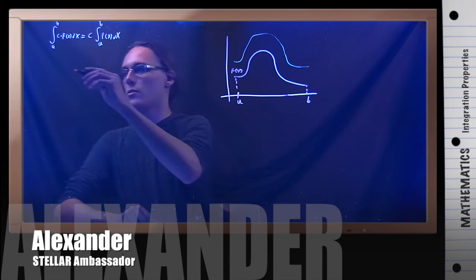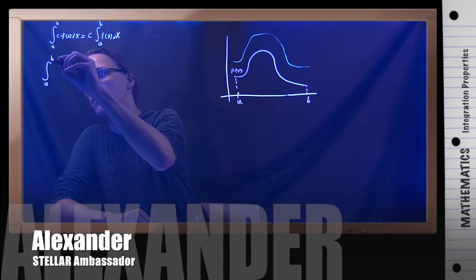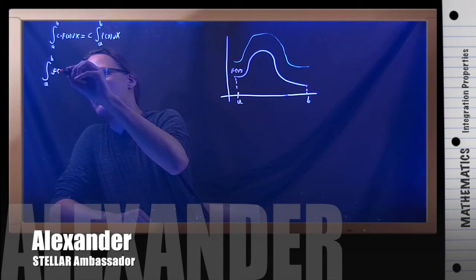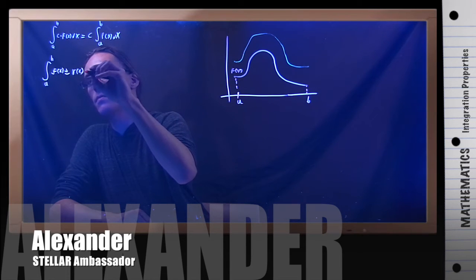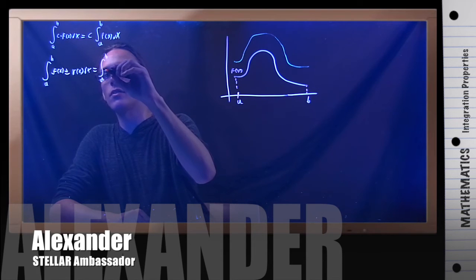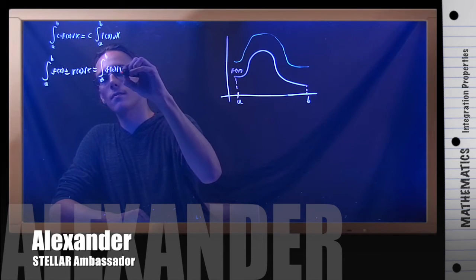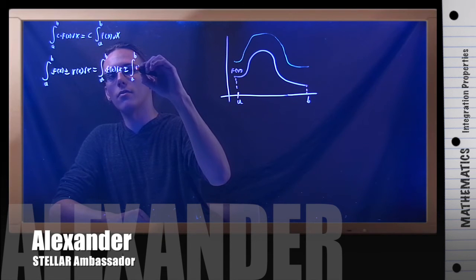Now, another property is the integral from A to B of little f of x plus or minus little g of x is equal to the integral from A to B of little f of x plus or minus the integral from A to B of little g of x.